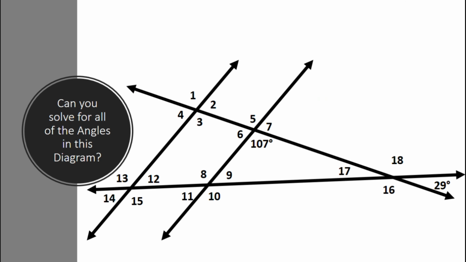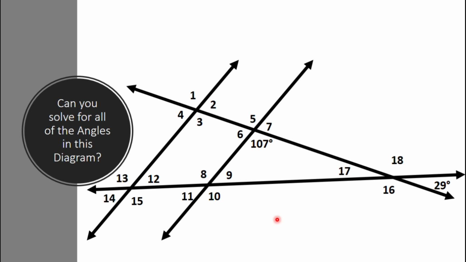Okay, so the next question. Can you solve for all the angles in this diagram? So they gave us 107 degrees and 29 degrees. So using that, could you solve for the rest of the angles? So this seems quite tough, but if you do a little bit of thinking, it's actually quite easy. So go ahead, take your time, and I'll tell you shortly how to solve this.